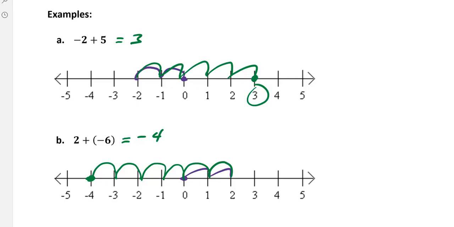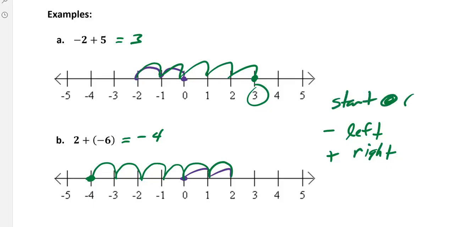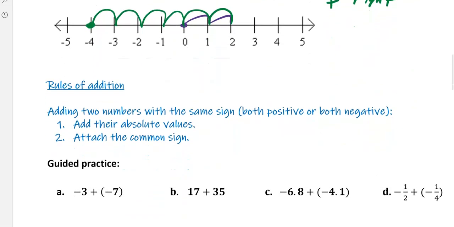A number line is a really helpful tool if you haven't gotten good at adding positive and negative integers yet. Right? Remember, if it's a negative number, you go to the left. Positive number, you go to the right. Always start at 0. Okay, let's keep going.